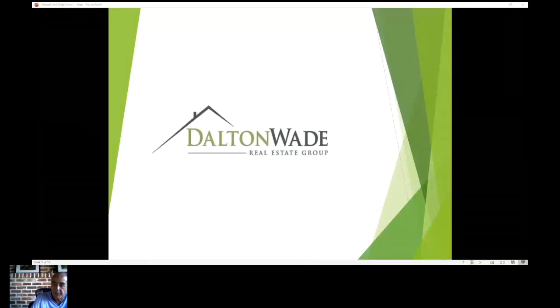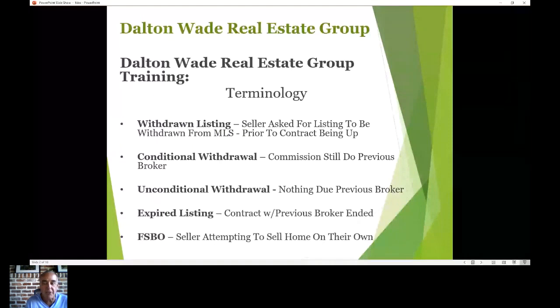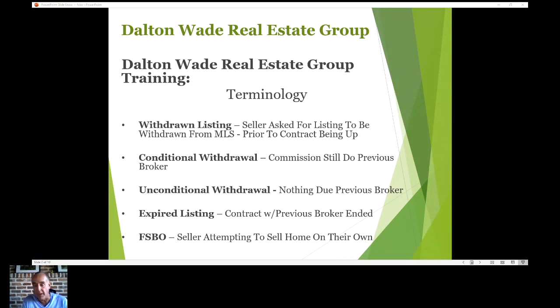So let me flip the slide and we'll get right into it. All right, so just to give everybody a little bit of terminology, you may or may not know this. A withdrawn listing is when the seller has asked the listing agent to withdraw the listing, or possibly the agent wants it withdrawn for whatever reason prior to the contract being up. So the contract ends in December, but they're withdrawing it now, so it goes into withdrawn status.